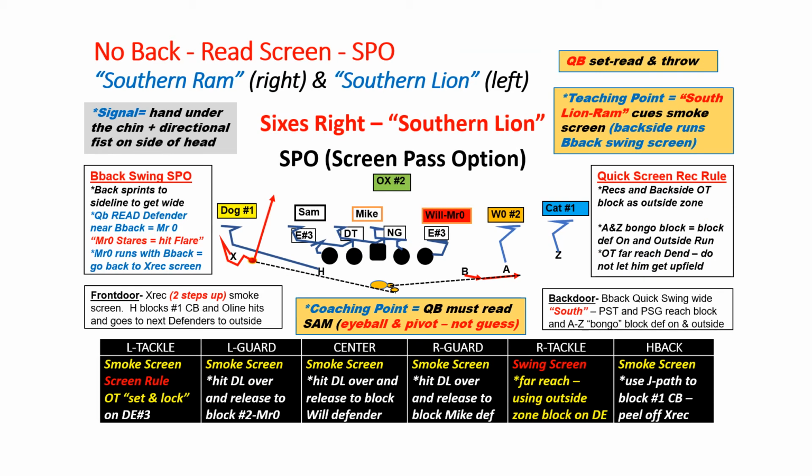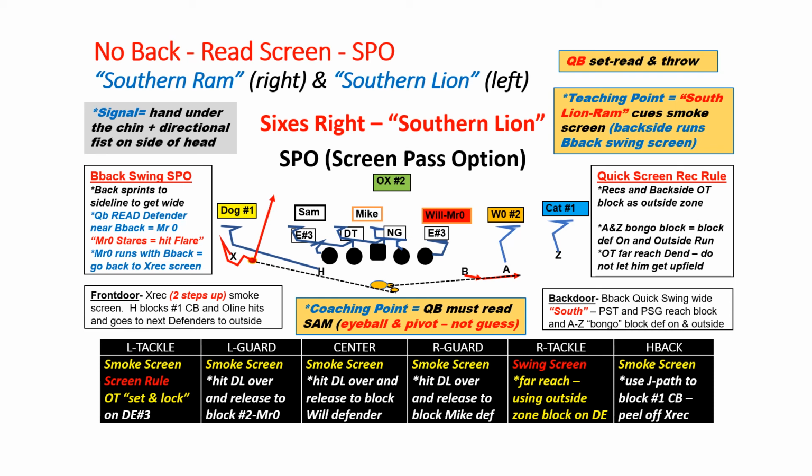What we'd like to use more often, because it gives us, again, a screen pass option, the quarterback's got an out, is we're going to combine the bubble to the backside, and that's always going to be to where the B receiver is. But then we'll run our smoke screen with our lineman pulling to the call side. This is an example of a sixes right formation.